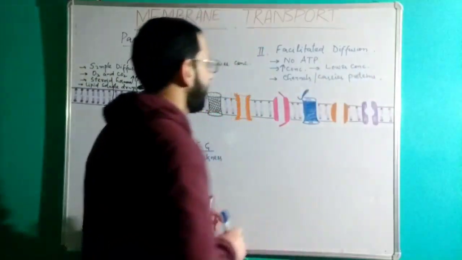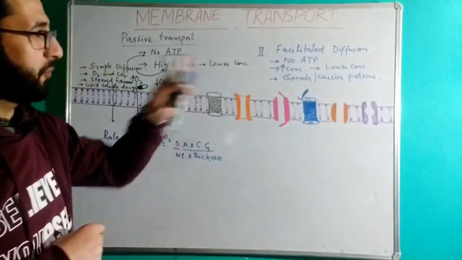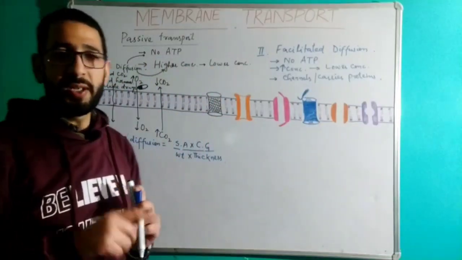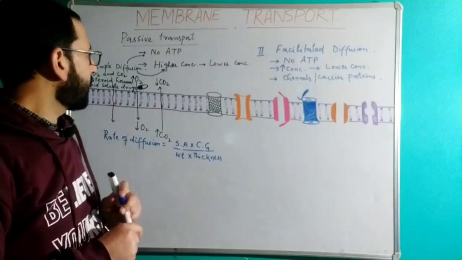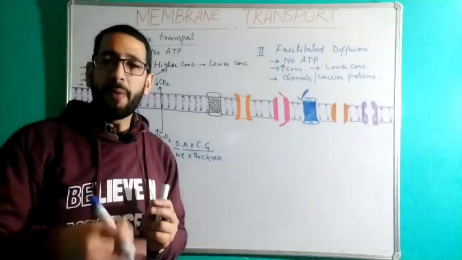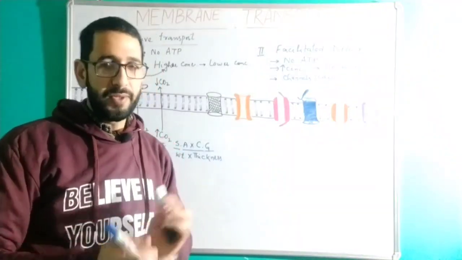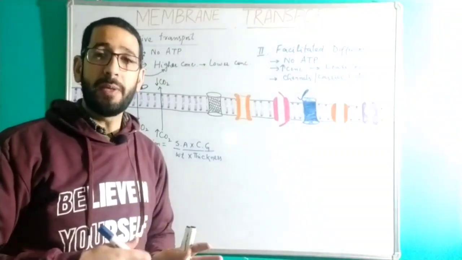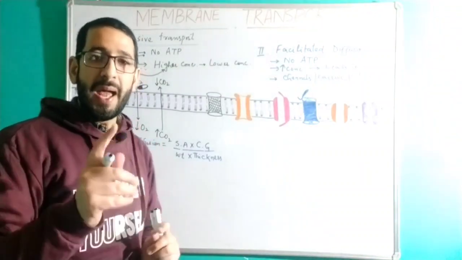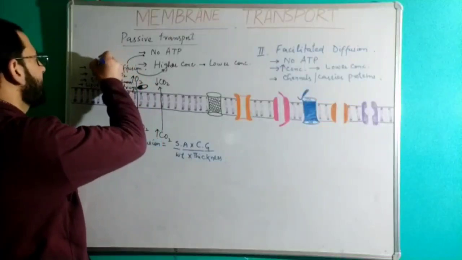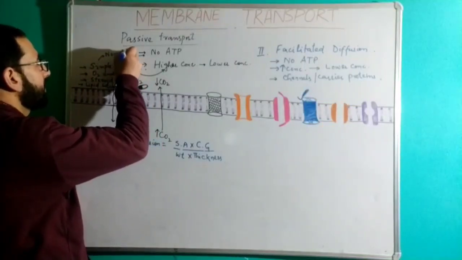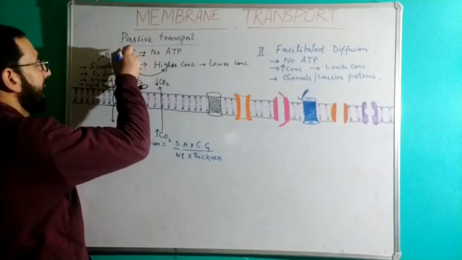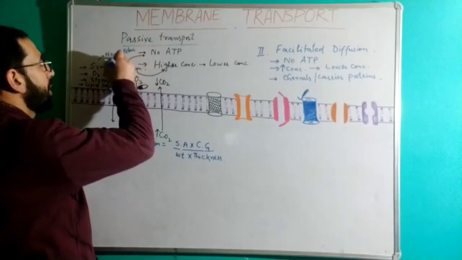Right. Okay. Now, before we talk about facilitated diffusion, let us add one more point in simple diffusion. In simple diffusion, what type of things are being transported? Definitely, lipid soluble things are being transported, and the substances which are non-polar, we are going to be transporting by means of simple diffusion.